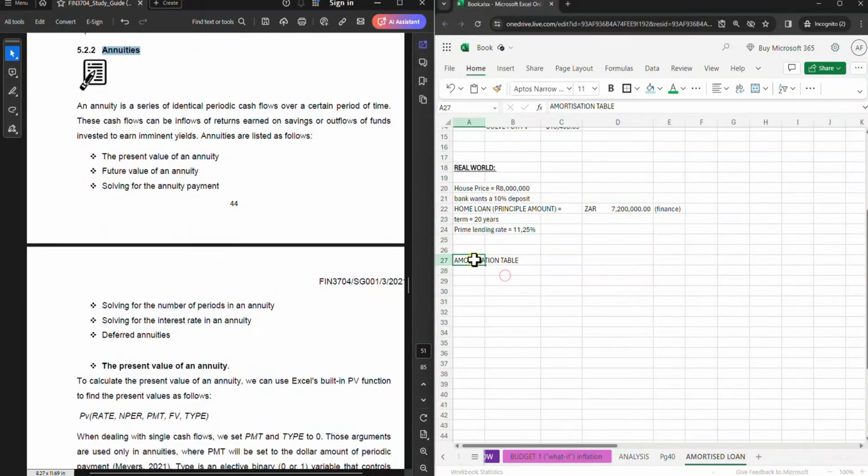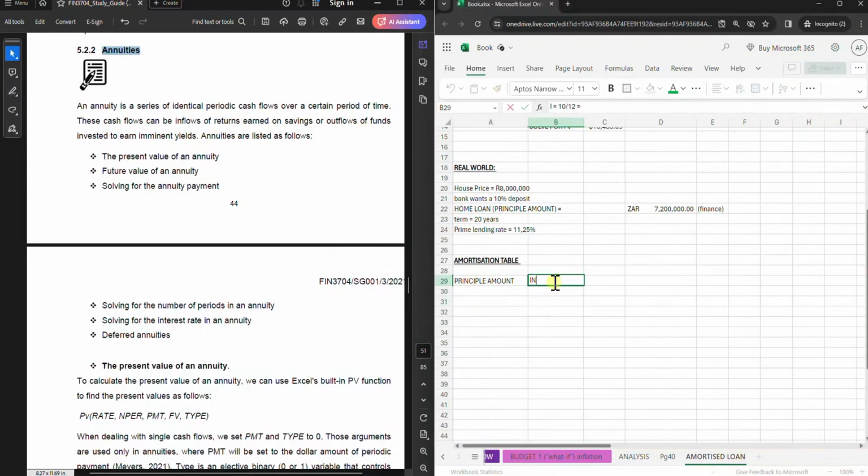All right, so when I'm looking at an amortization table, the first thing that I need to do, obviously there's going to be a principal amount. What is the principal amount representing? Well, the actual loan amount.